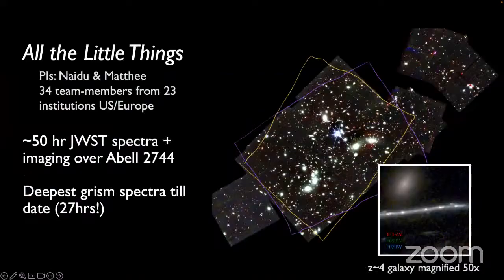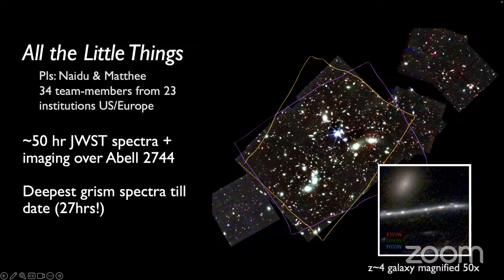So the reason we put together this survey was to do exactly this, to try and find these very low mass dwarf galaxies. This is a team comprising over 30 members from around the world. It's led by Jörg Mate at ISTA in Austria, along with myself. This was a pretty enormous investment from JWST, about 50 hours last cycle, to get some of the deepest prism spectra we've taken till now, where we try to get spectra up to depths of about 27 hours per each object.